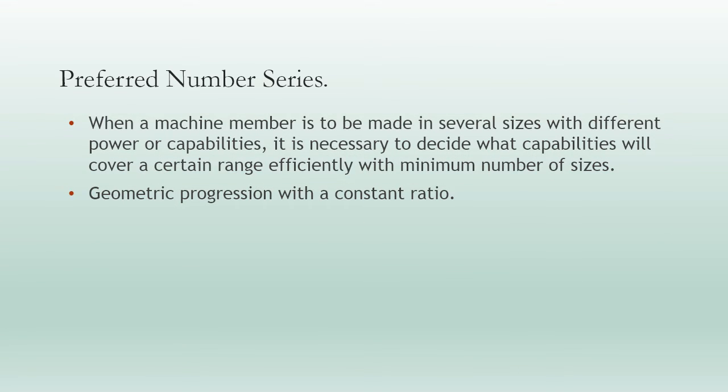So let's define the preferred number series first. When a machine member is to be made in several sizes with different power or capabilities, it is necessary to decide what capabilities it will cover, so that a certain range is covered efficiently with a minimum number of sizes. It has been shown by experience that a certain range can be covered efficiently when it follows a geometrical progression with a constant ratio. I repeat, a geometrical progression with constant ratio.